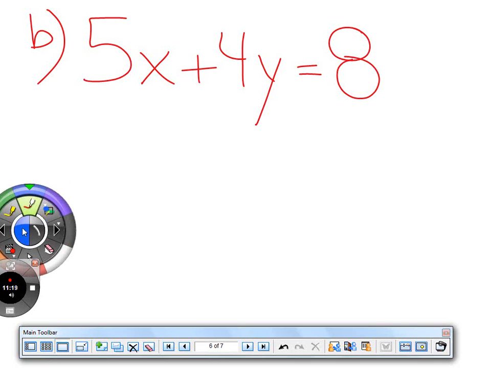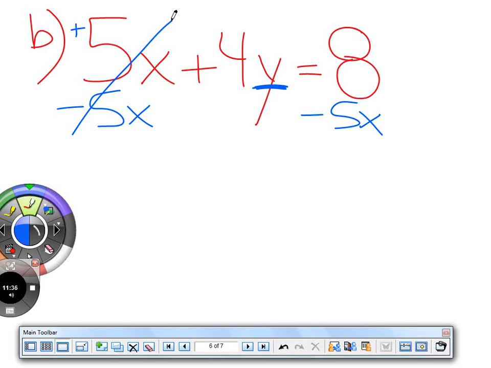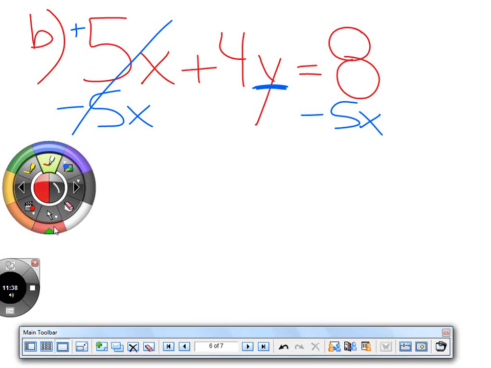Okay. Same exact deal. I just wanted to do another one of these where you're trying to get in slope-intercept form. So again, we're trying to get the y by itself. So got to get rid of the 5x. It's positive, so subtract it. So we subtract 5x, and that'll get rid of it, and that'll leave us with 4y. So 4y equals negative 5x plus 8.